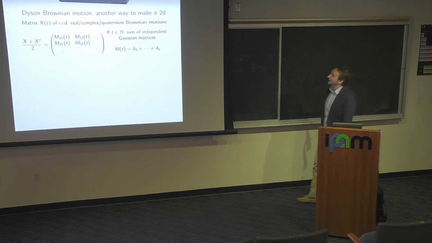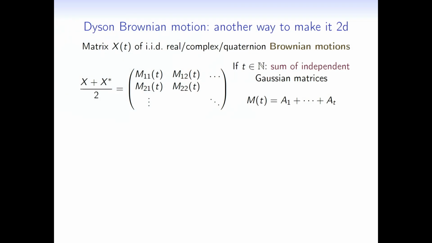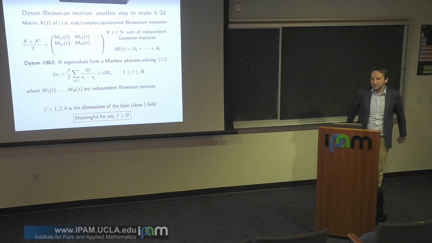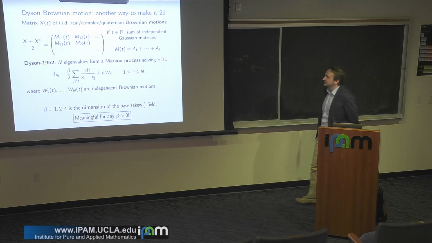Alternatively, you can say that at integer times, your matrix is just a sum of independent copies of the matrices from previous slides. And then you have this time evolution, and you try to project it onto eigenvalues, and you try to see what's happening with that. And it's a computation which goes back to the work of Dyson in 1962.